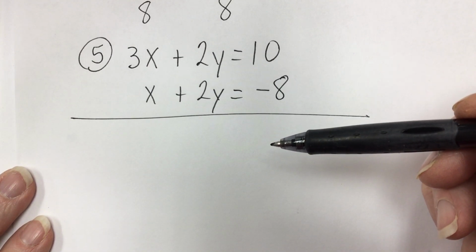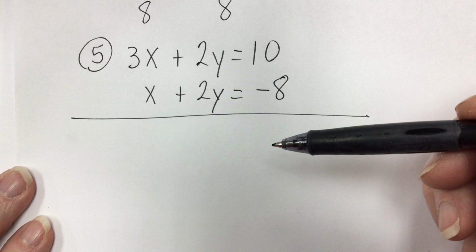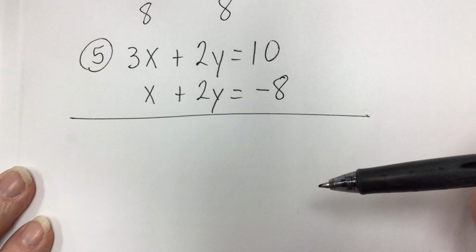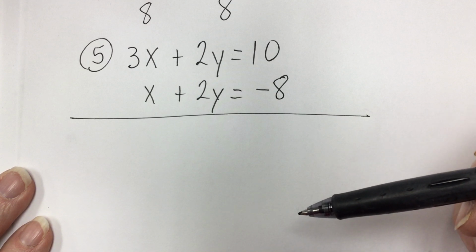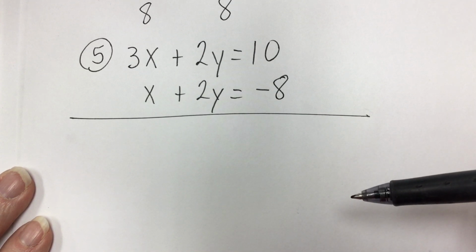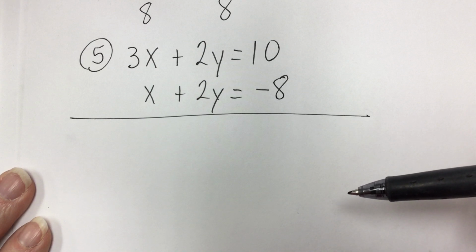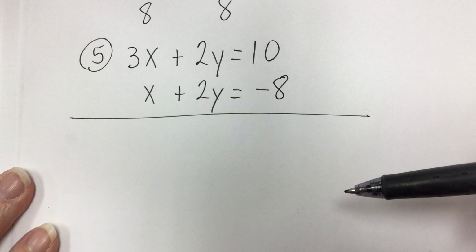The only time you will want to use substitution is if one of the equations is already solved for a specific letter. In other words, if you just have y on one side by itself or x on one side by itself, then you would want to use substitution. So we're not using substitution. We'll use either addition or subtraction.